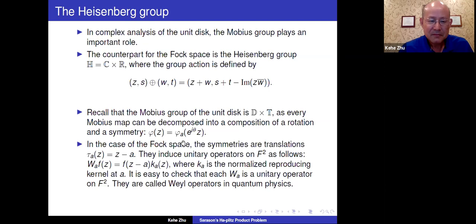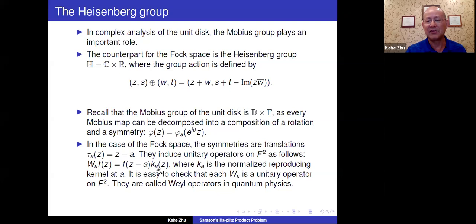Okay, so I mentioned that for the Heisenberg group, the complex part is translation. If you fix an A, I look at this particular translation, Z minus A. With respect to the area measure, translation is of course not a measure-preserving operation. But for the Fock space, the measure I use is not the area measure. It's the Gaussian measure. You have a certain weight function. In order to make this a unitary, you need to introduce a certain Jacobian.